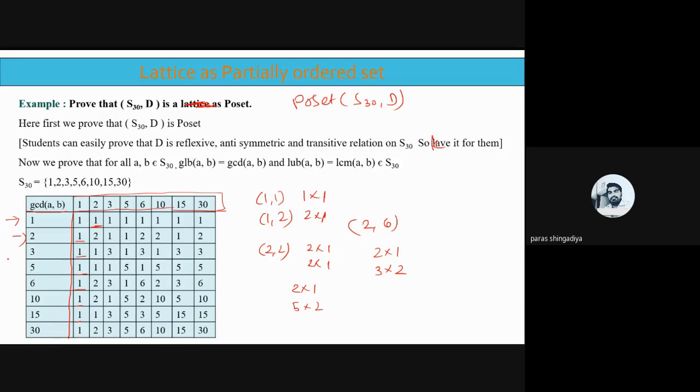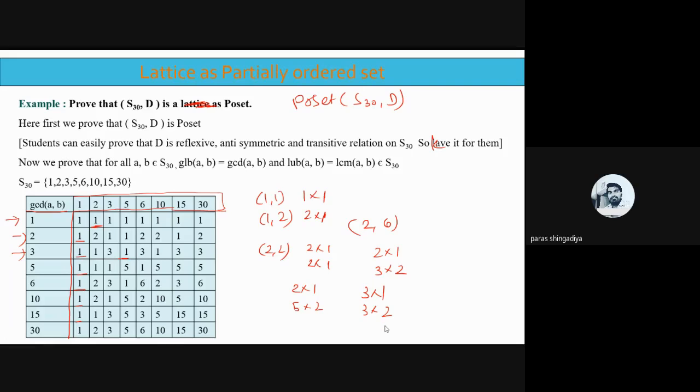Now change the number 3 and make it pair with 3, with 3, so 3 into 1, 3 into 1, 3 is the greatest common divisor, so answer is 3. Now 3 with 5, okay, there 1 is the only possible common divisor, 3 into 1 and 5 into 1, clear, so 1 is the answer.